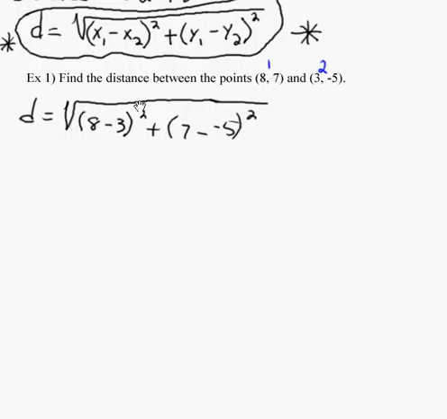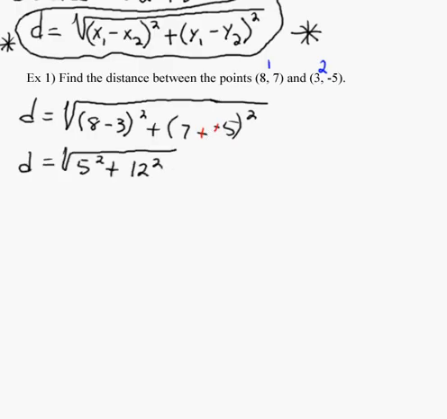So d is the square root of the difference of the x values. So I'm going to say x sub 1, 8, minus x sub 2, 3, and I'm going to square that quantity. Then I'm going to subtract the y value, so y1 is 7 minus negative 5, and we're going to square that. Don't forget, subtracting a negative is the same as adding a positive.